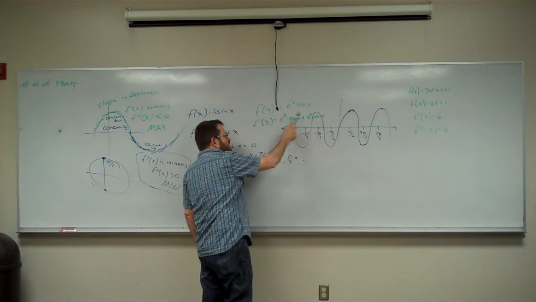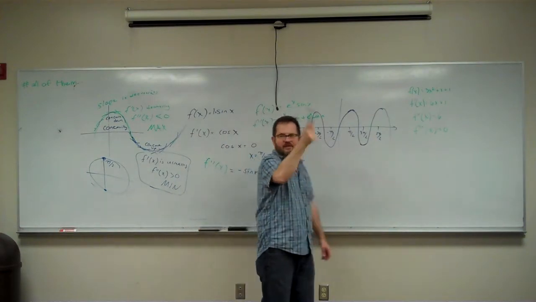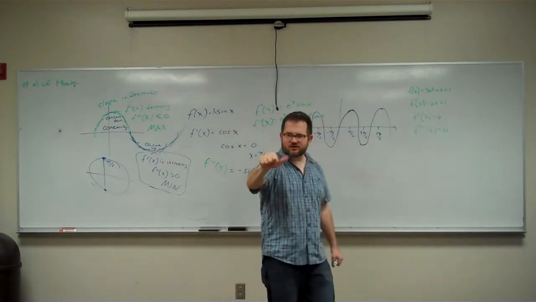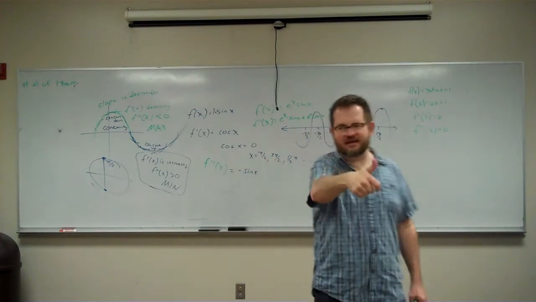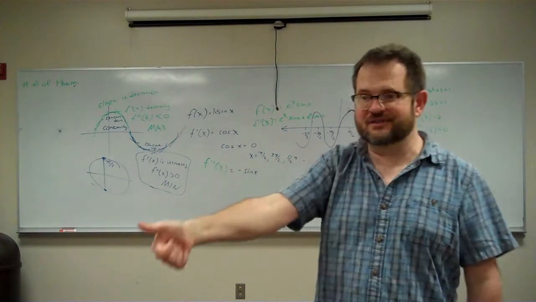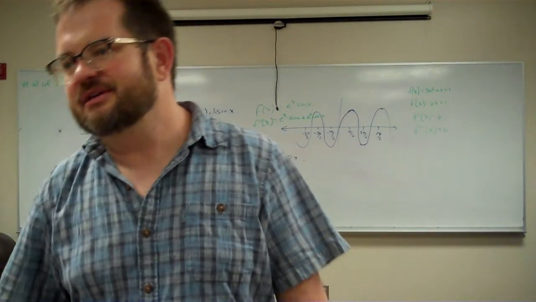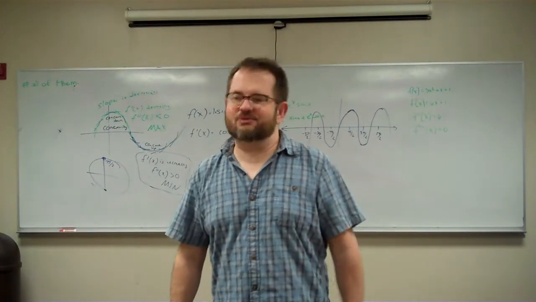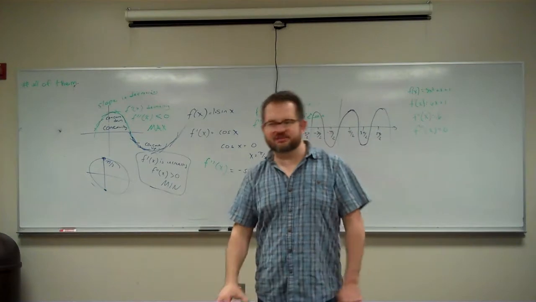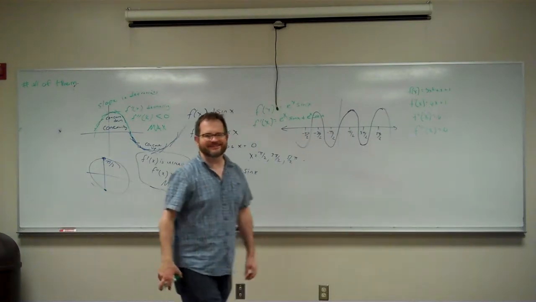Because when you have sines and cosines, the derivative of sine is cosine, the derivative of cosine is negative sine, the derivative of negative sine is negative cosine, and the derivative of negative cosine will be sine. It just repeats infinitely. Well, because they are transcendental functions, but you remember that from trig.